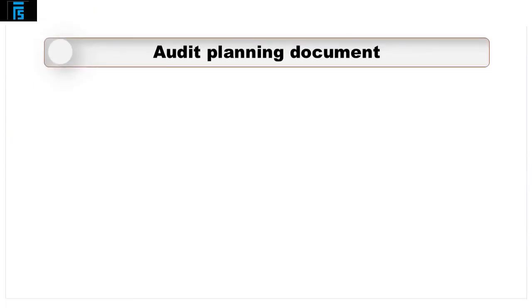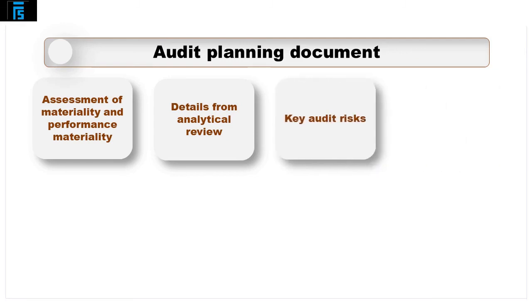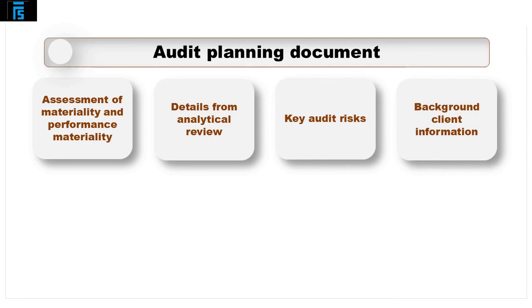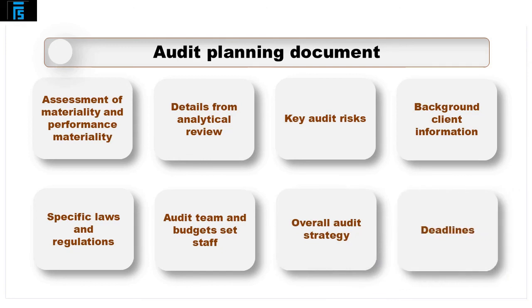The planning document must be completed before the audit work begins and should be stored in the audit file. It should include the following: assessment of materiality and performance materiality, details from the analytical review performed at the planning stage, key audit risks, background information regarding the client in understanding the entity, any specific laws and regulations, staff booked for the audit team and budget set, the overall audit strategy, and deadlines set to ensure the audit process is completed on time.